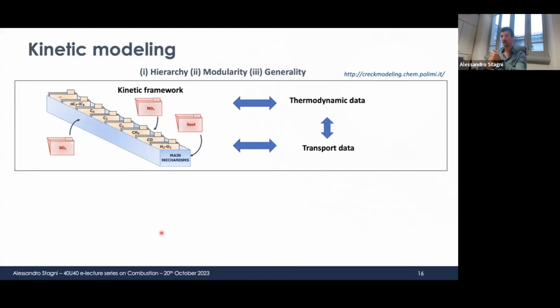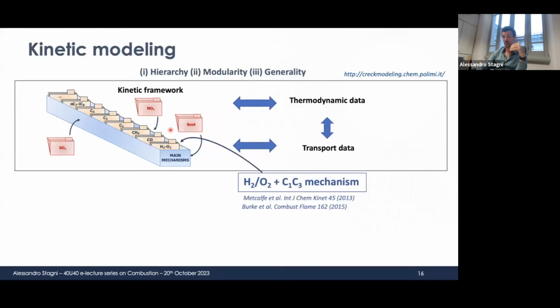Once we have a lot of experiments and the theoretical calculations, we can assemble a kinetic model. Kinetic model which was built following the principle of the CRECK kinetic framework. So in a modular way, so that we can consider the part of the mechanism which is actually of interest to us, in a hierarchic way, and with the principle of generality. So we want a model that is reasonably predictive in the whole operating range.